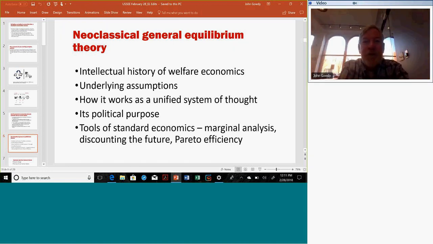Again, what I bring to teaching is the importance of neoclassical equilibrium theory, whether it's a policy course, or environmental economics, or health economics, or whatever. I spend time on the intellectual history of welfare economics and how it was a unified system of thought, how the pieces fit together: consumption theory, production theory, and how all the tools of standard economics come out of it, marginal analysis, discounting the future, growth models, and so forth.